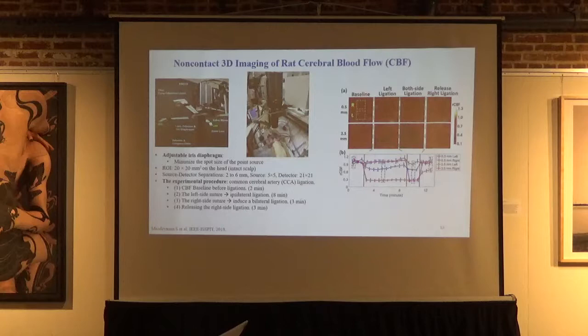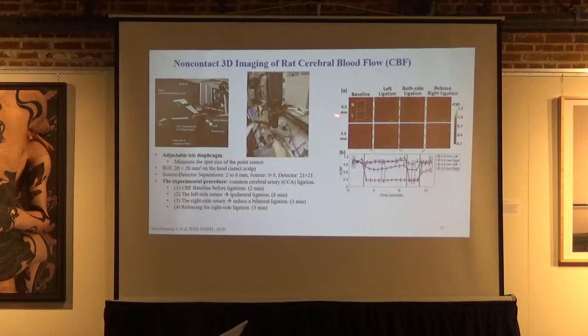But the only thing we did, we removed the hair on the rat, because that can ruin our data. And this is the blood flow. We tested this device using the ligation, enclosing the CCA, or common carotid artery. We have our baseline, we have our left side ligation by tightening the CCA suture, and we have both sides, and after releasing that.